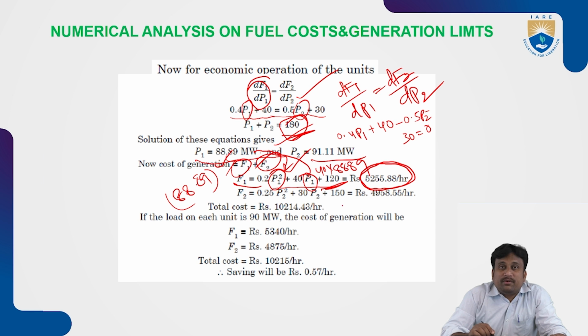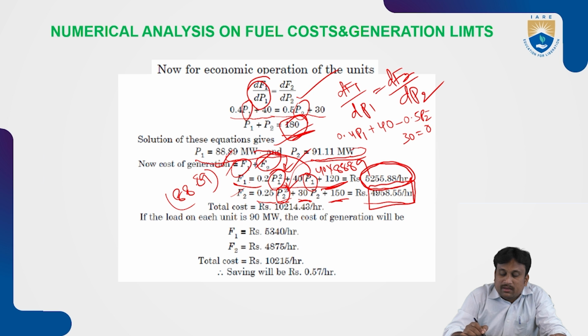Similarly, if you do the process for F2, the second unit, that is 0.25 P2 square plus 30 P2 plus 150. So here also substitute the P2 value. What is the P2 value? 91.11. So 91.11 whole square, plus 30 into 91.11, plus 150, which gives 4,958.55 rupees per hour.